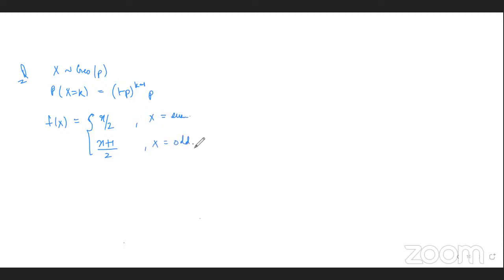Your x is geometric(p). So what is the distribution? Probability x equals k will be (1 minus p) to the power k minus 1, into p. Now f(x) is given to be x by 2 if x is even, and (x plus 1) by 2 if x is odd. Now you have to find the distribution of f(x) equals k.